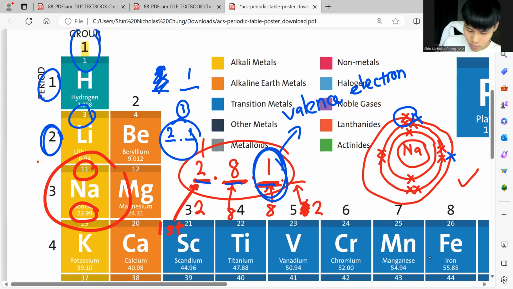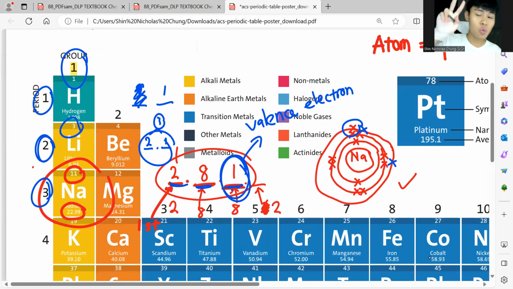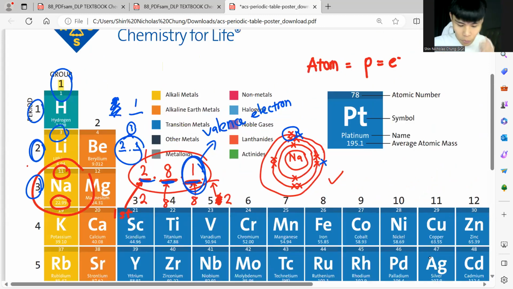Okay, 11, sodium, right? You see three shells, one, two, three. Period three. So period three is actually equal to your electron shell. How many electron shells? If period three, it means three electron shells. If period four means four electron shells. Five means five electron shells. Group one means you have one valence electron. Group 18 means you have eight valence electrons. Group 17 means you have seven valence electrons. Okay, this is the important thing that I need to know.